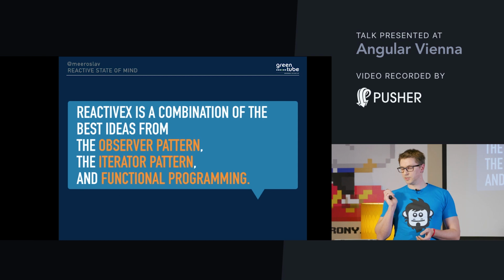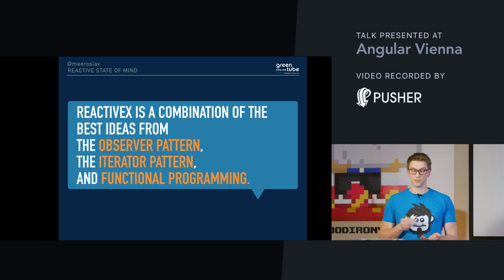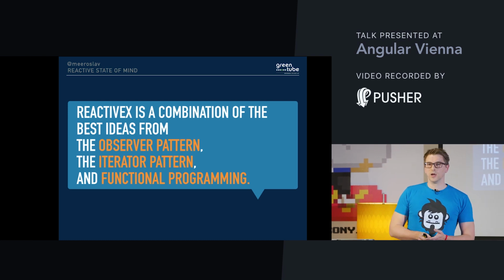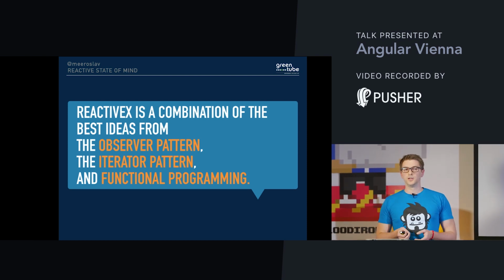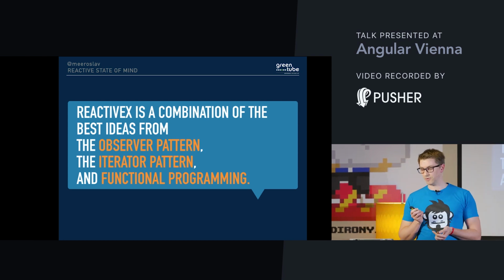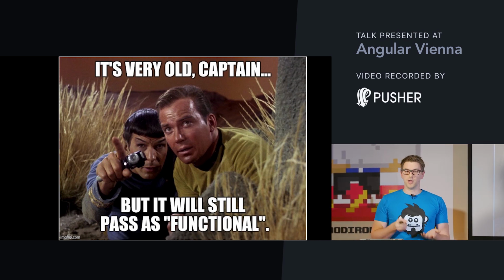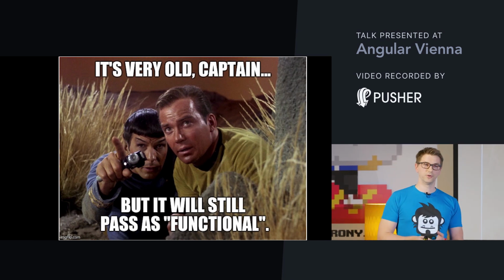So one of the things that's now written on the ReactiveX website is that it's a combination of the best ideas from the Observer pattern, the Iterator pattern, and functional programming. Now, although this is not clearer than the previous definitions, it gives us something to work with. Since I'm a backward man, I'm going to start backwards with functional programming. This doesn't mean that the library or the stuff you're using is functioning. Functional is something completely different.